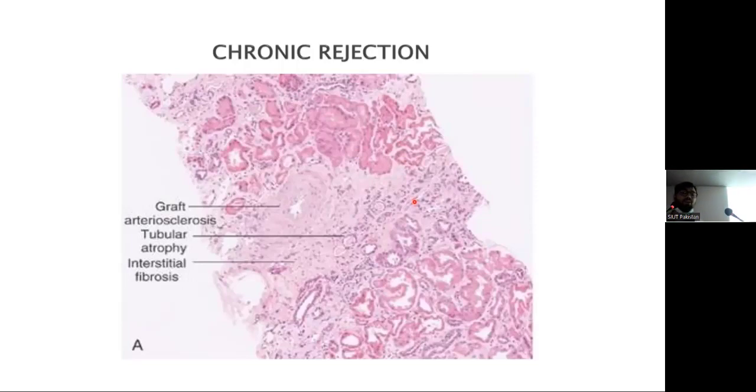Now, this is the histology of chronic rejection, where you can see graft artery sclerosis. This is the artery, and there is luminal narrowing, and these are multiple tubules which are distorted, suggestive of tubular atrophy, and there is interstitial fibrosis. All these tubules have become atrophied and distorted in shape. And this is the graft artery which has become sclerosed. There is luminal narrowing and interstitial fibrosis, suggestive of chronic rejection.